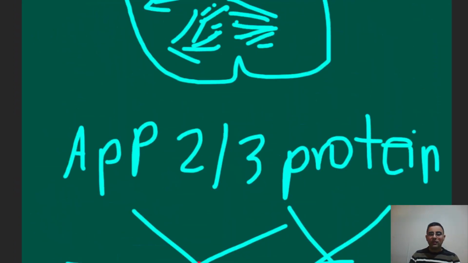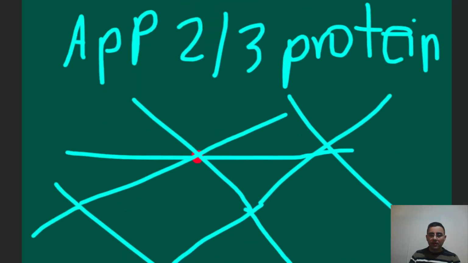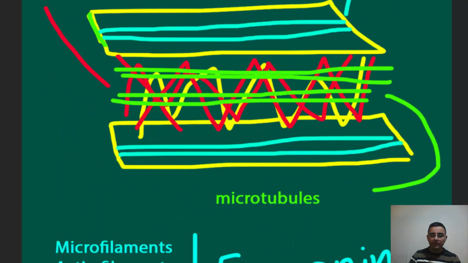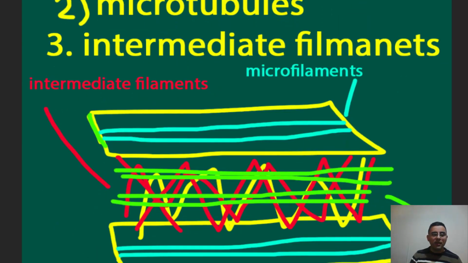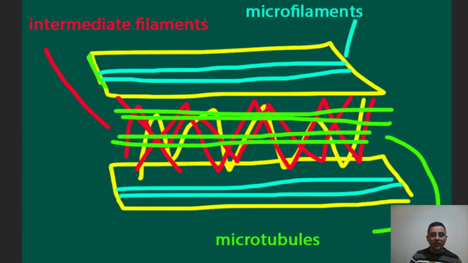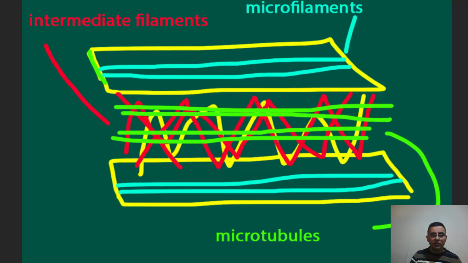Okay, let's summarize our topic. The cytoskeleton structure has three components: microfilaments, microtubules, and intermediate filaments. Microfilaments are the smallest structure, so they have the smallest diameter. Location of these filaments looks like this.